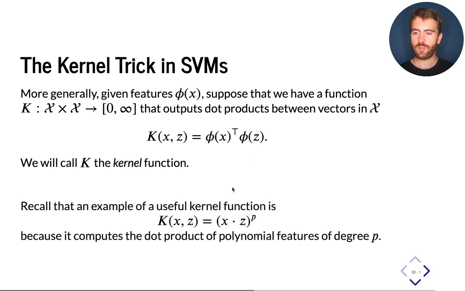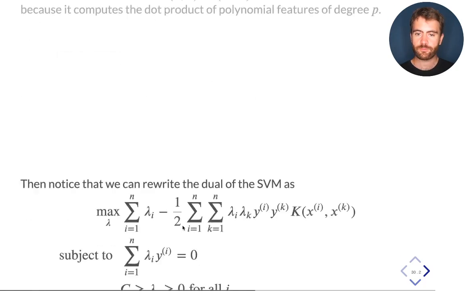Again, an example that we saw earlier in the previous video is if our features are polynomial features of all the possible products of the attributes of the input x, then we can compute the dot product really efficiently and in linear time using the following simple trick, and this defines our kernel function.